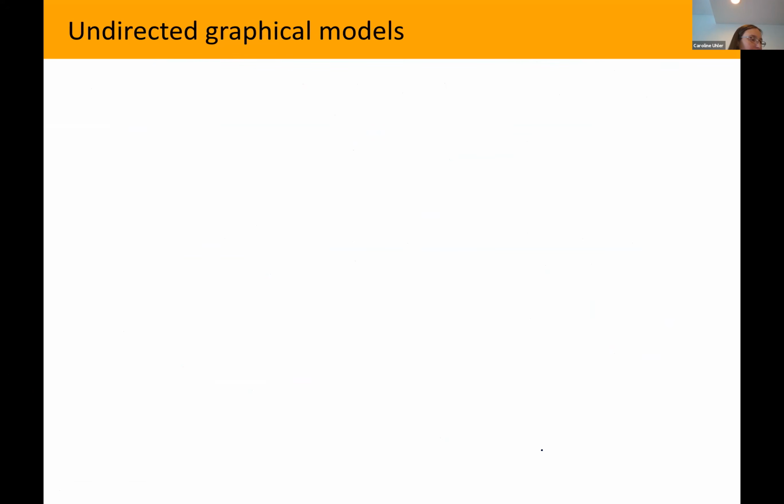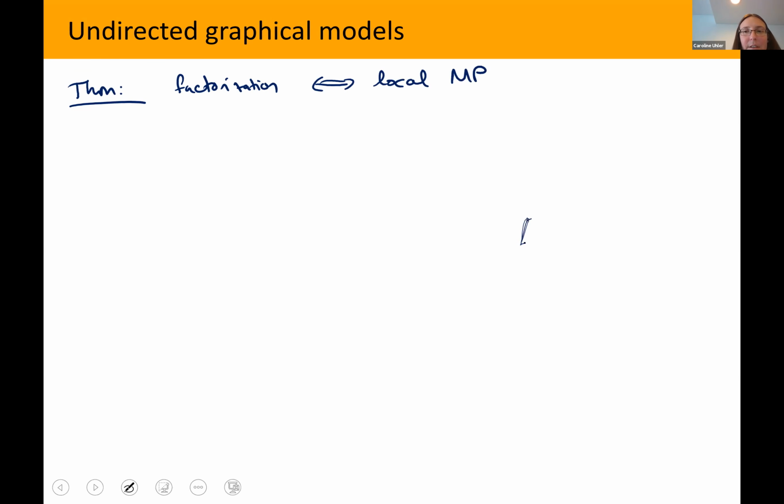Okay, and so now I get to the main theorems. And what are these main theorems? They just say what we had on the first picture, that everything is nice and consistent, and it's all good. Namely, that if you have factorization with respect to a DAG, then that's equivalent to the directed local Markov property. And in fact, this is also equivalent to the global Markov property.